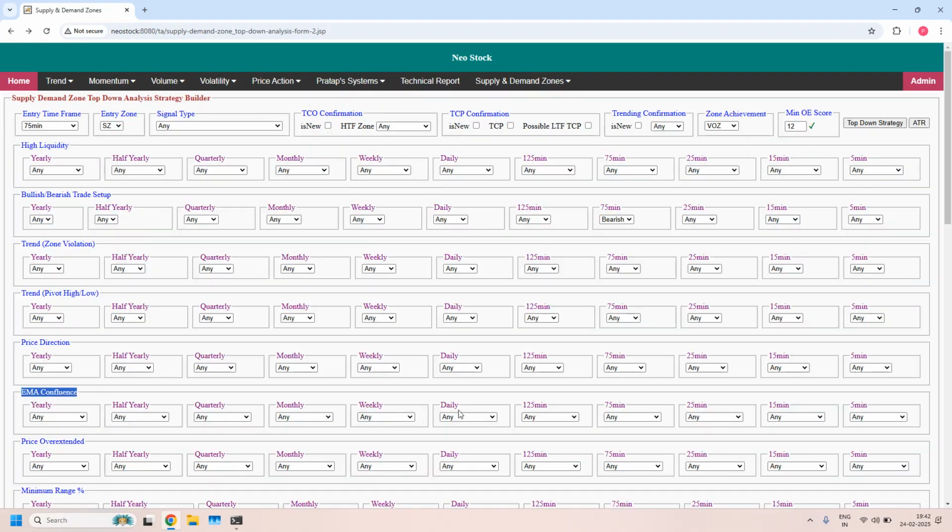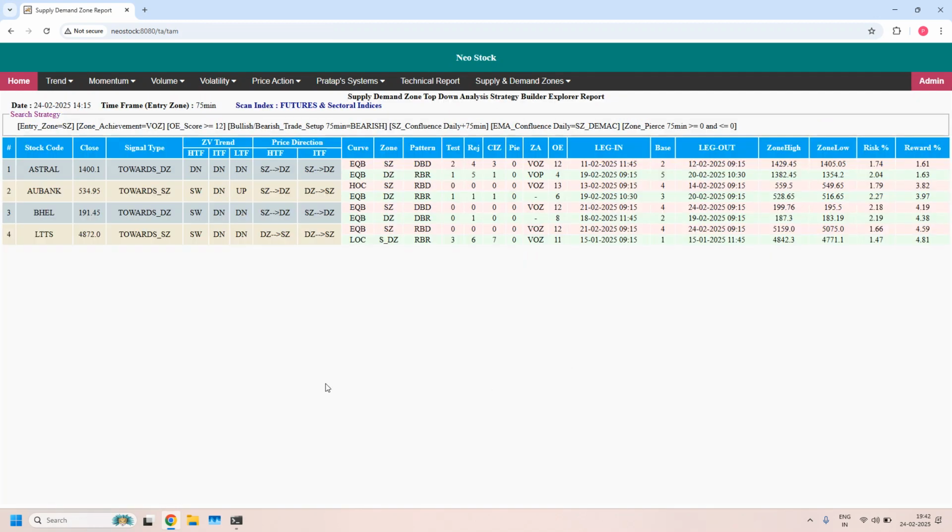So in the EMA at the daily time frame, I am selecting daily supply zone having daily EMA confluence. We got 4 stocks. So these 4 75 minute supply zones are high probability trade setup supported stocks. This is based on LTF, ITF supply zone confluence and ITF EMA confluence.